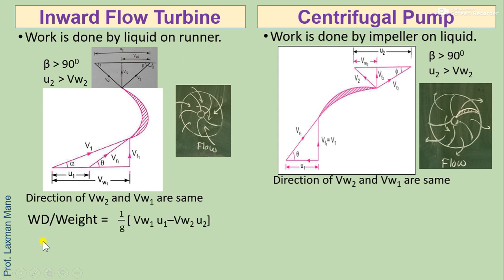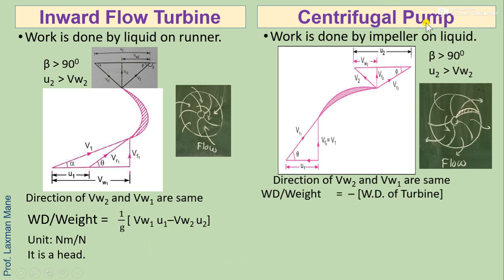For the inward flow turbine, work done per unit weight is given by the formula 1 upon g into VW1 U1 minus VW2 U2. The unit is Newton meter per Newton, meaning it is one kind of head because it is just what? In meter.